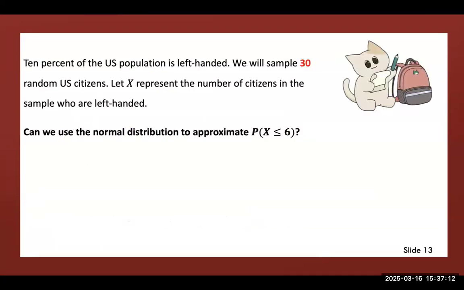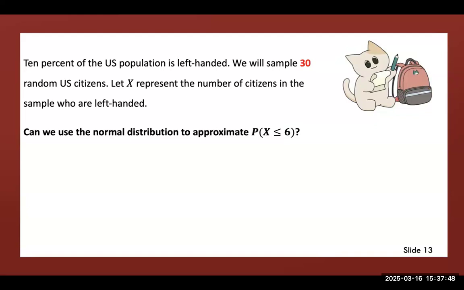So let's go back to that example of 10% of the US population being left-handed. Suppose we sample 30 random US citizens, and X represents the number of citizens in the sample who are left-handed. My first question is, can I use the normal distribution to approximate the probability X is less than or equal to 6? I believe this was what we calculated earlier. We were able to calculate this using the binomial distribution, right? I think we got about 97%. Can we use the normal distribution in this situation?